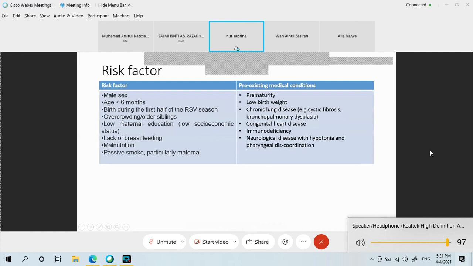So I think the risk factor is about all the risk factor that can increase susceptibility to get the infection. Then the pre-existing medical condition that usually lead to severe bronchiolitis. This is the medical condition that once the infants get the infection, they will have a tendency to get severe bronchiolitis. So the other name for acute bronchiolitis is happy wheezer. So dia adalah viral infection. So usually by right, not much problem to the patient yang normal lah.